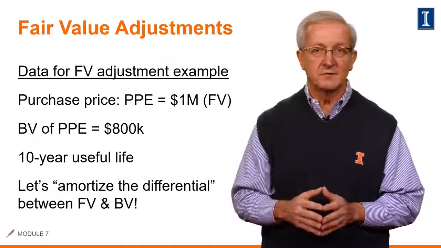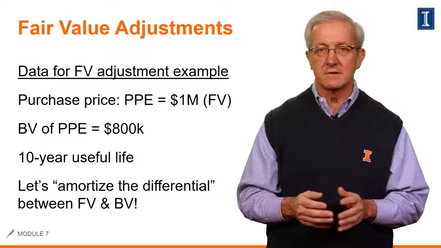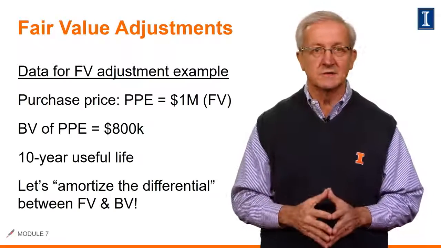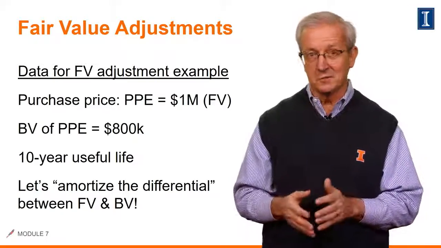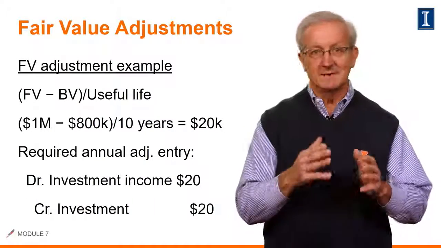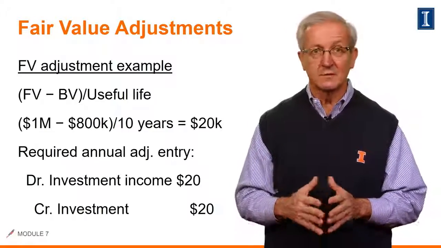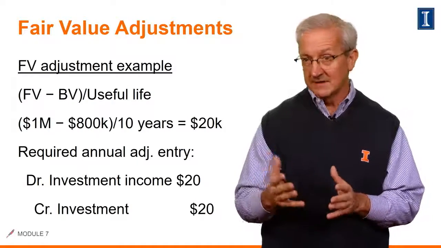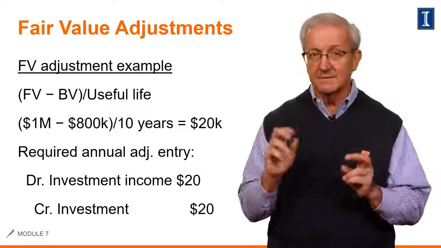Let's say we have the purchase price, which includes the PP&E of $1 million at fair value, while the book value was $800,000. If we assume a 10-year useful life using straight line depreciation, let's figure out how we can amortize this differential between fair value and book value. We take the fair value minus the book value divided by its useful life. So $1 million of fair value minus $800,000 of book value divided by the 10 years of useful life equates to $20,000 a year of a differential.